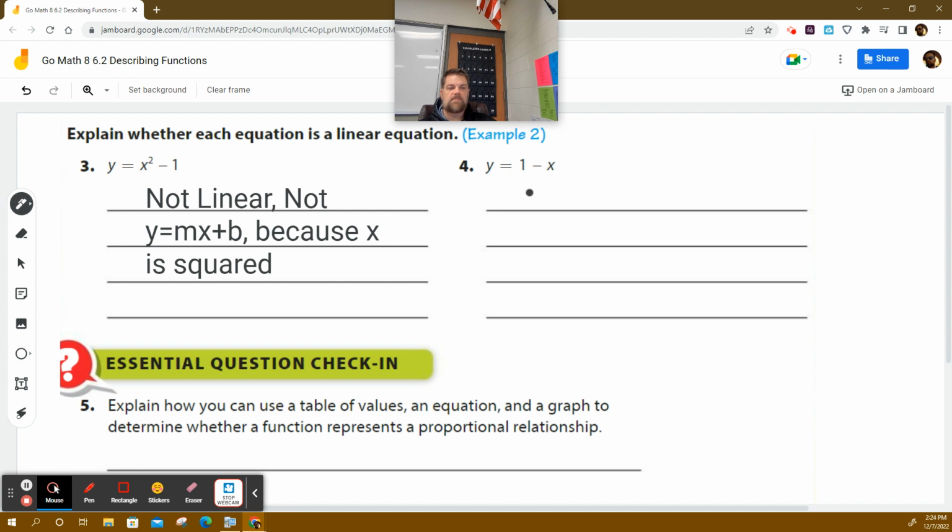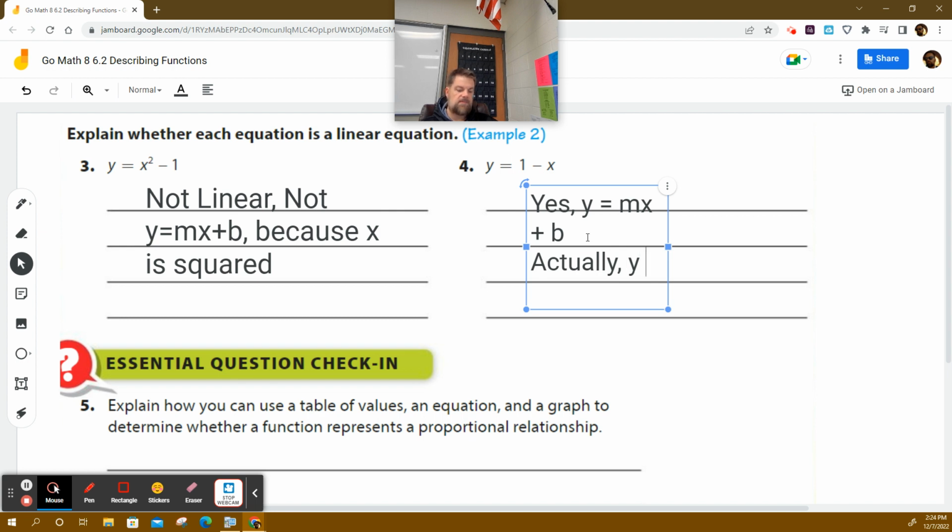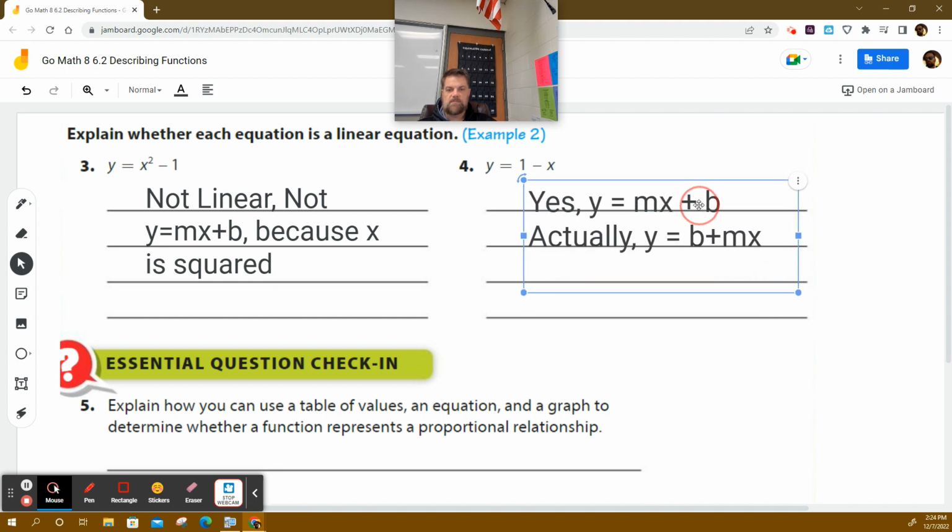What about 4? Is that linear? Yes. Why? Because it has the y equals mx plus b. Yep. Y equals, and let's say it like this, mx to the first power plus b. But I'm going to say, actually, y equals, could I say b plus mx? Yeah, they're just flip-flopping those two terms around a little bit. Okay?